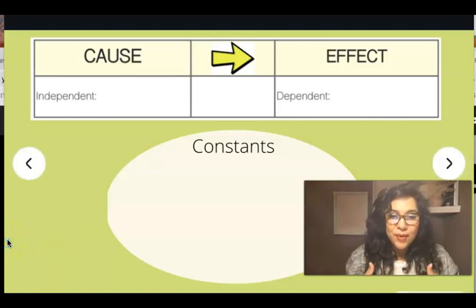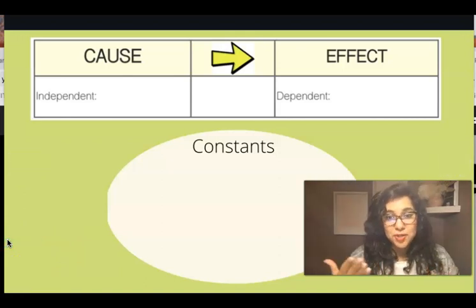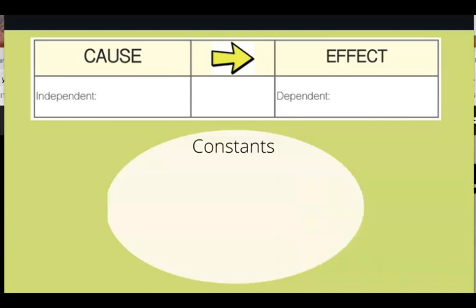So before we go ahead and have some time to determine the cause or the independent and the effect, the dependent in this lab or experiment, I am going to show you a video that recaps variables quickly in case you need a little bit more of a review on them.